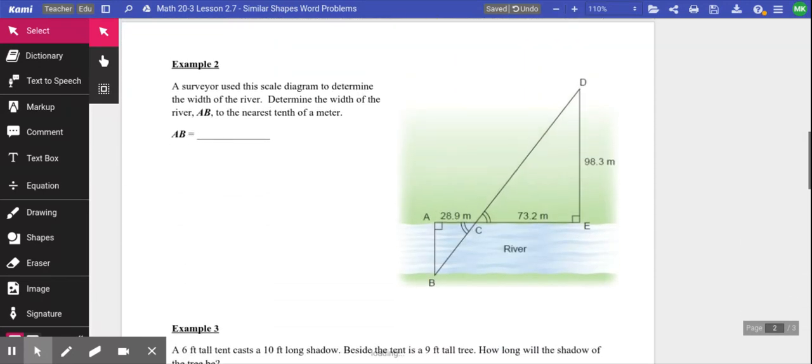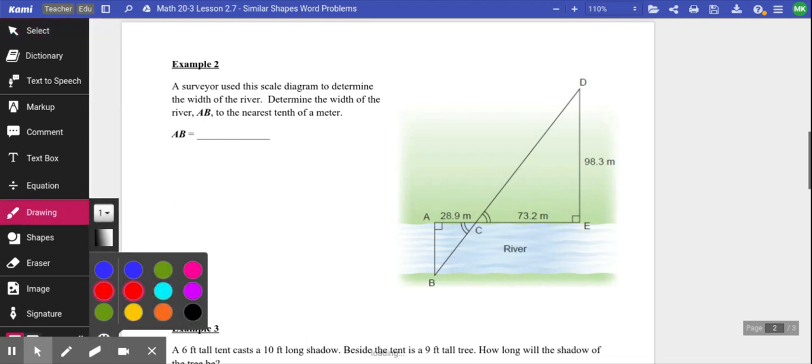If you look at this one, the picture just looks harder, right? It's hard to tell which sides match with which sides. You just got to do the two bases, divide the two bases, and then times the answer by the height. And that'll give you the height of the other one. Where are the two bases, though? The two bases is 73.6. Yeah, so 28.9.